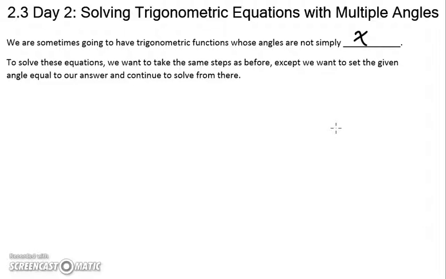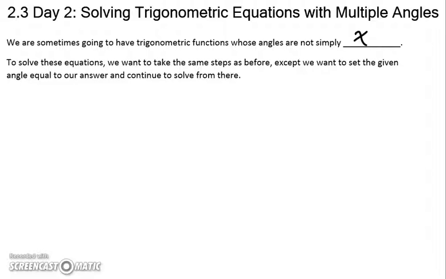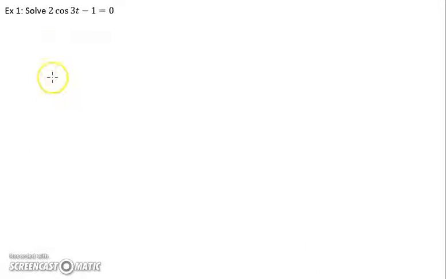So to solve these equations, we're going to take the same steps as before, but instead of just getting x equals pi over 2, we're going to have to set whatever we're given, 3x, x over 2, whatever, equal to that same angle, and then solve from there. So what this is going to look like would be something like this.